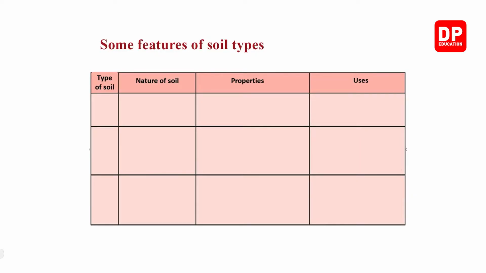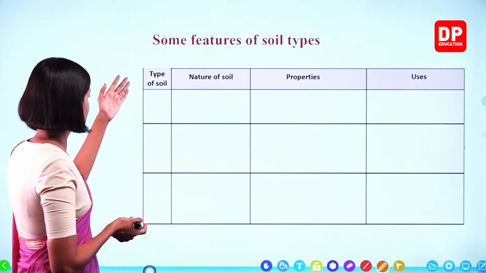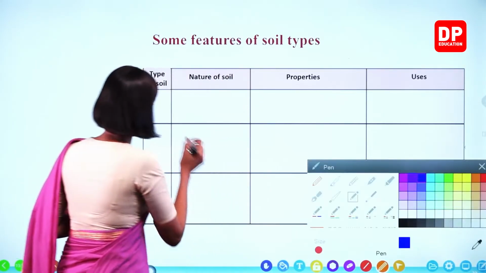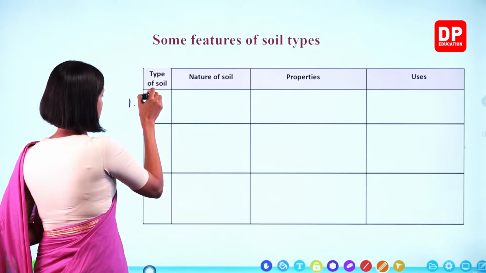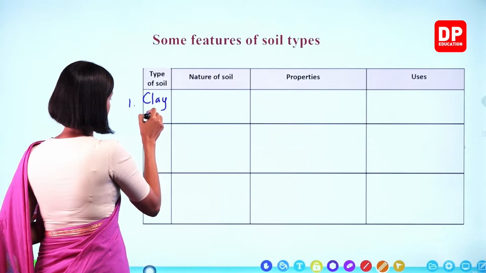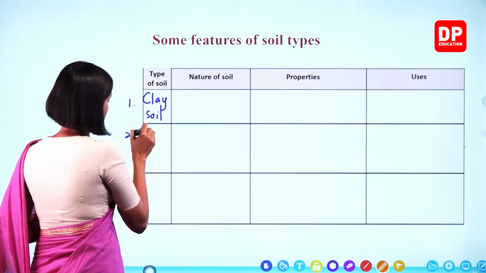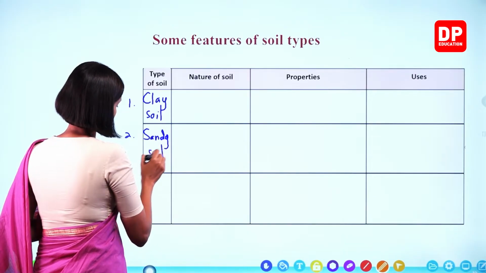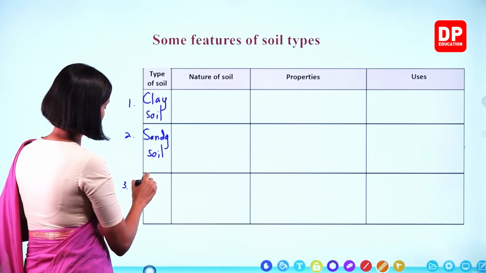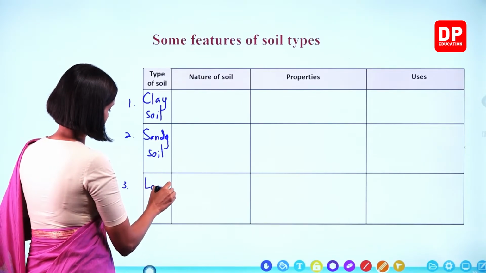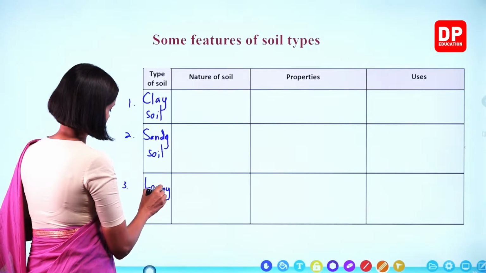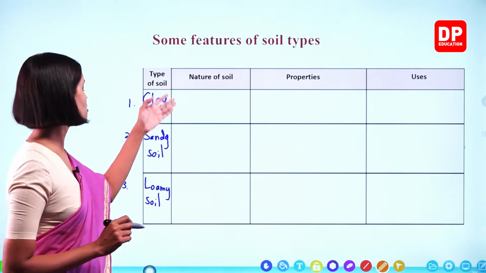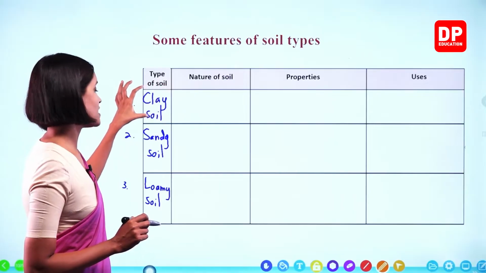Some features of soil types. We have to fill this table. I already explained a bit about the 3 different types of soil. We will write the type of soil here. Here I will write number 1, clay soil. Sandy soil. Loamy soil. Nature of soil.